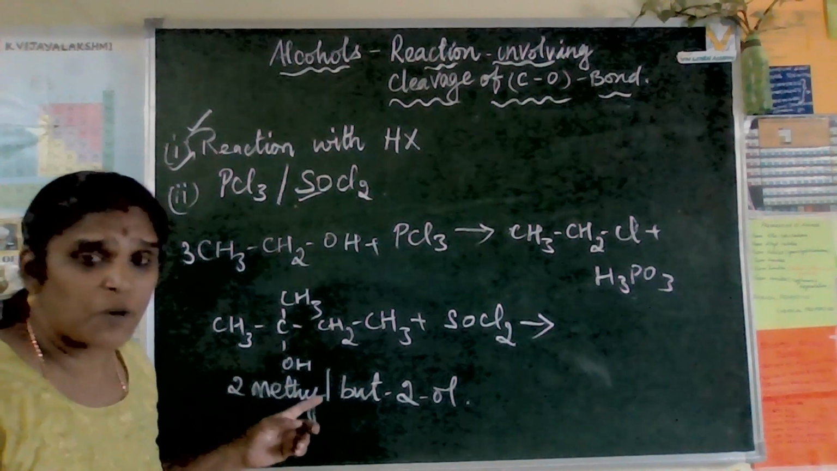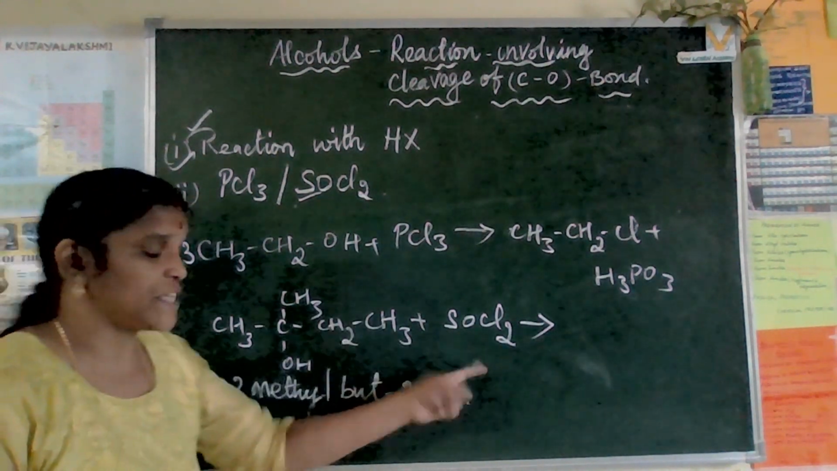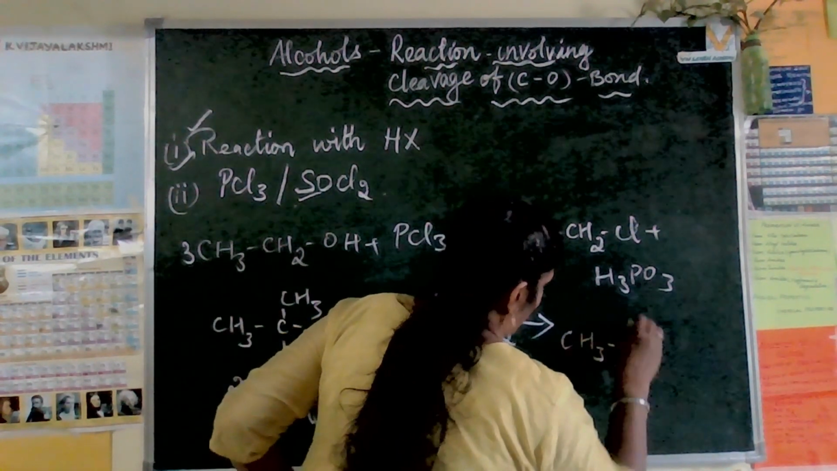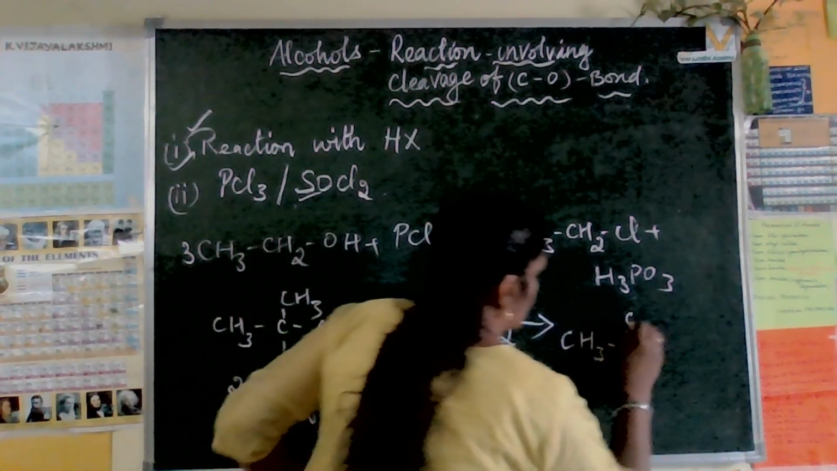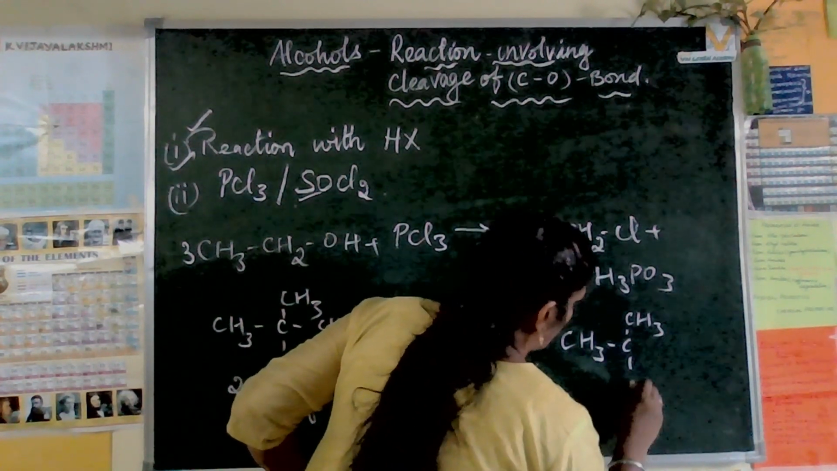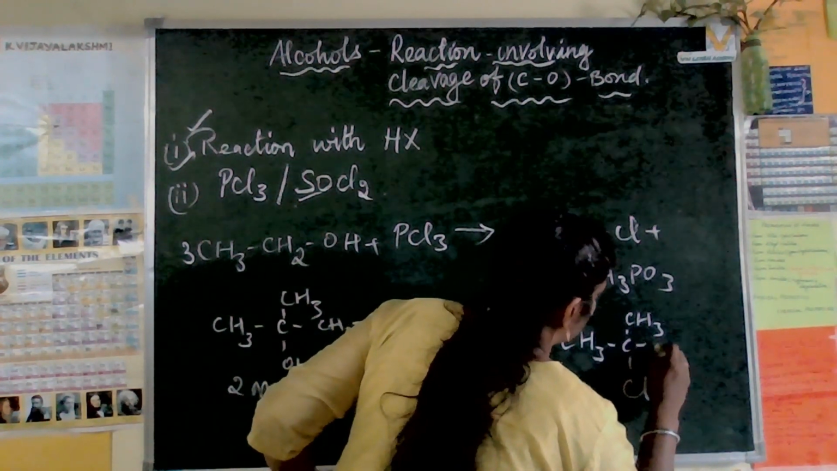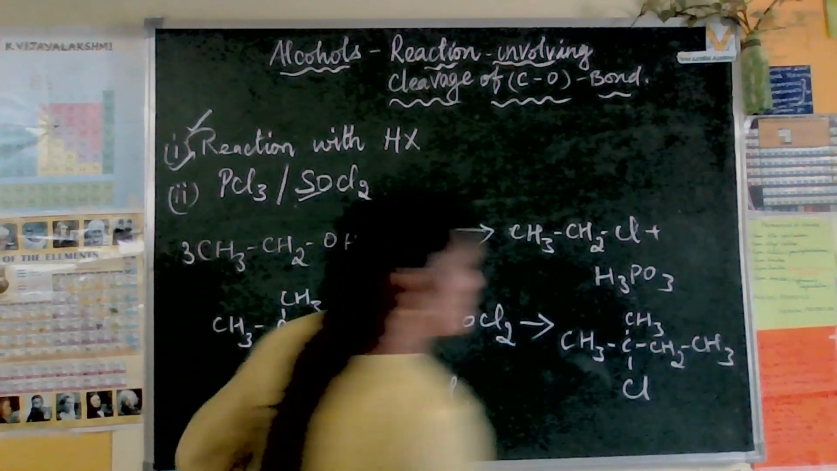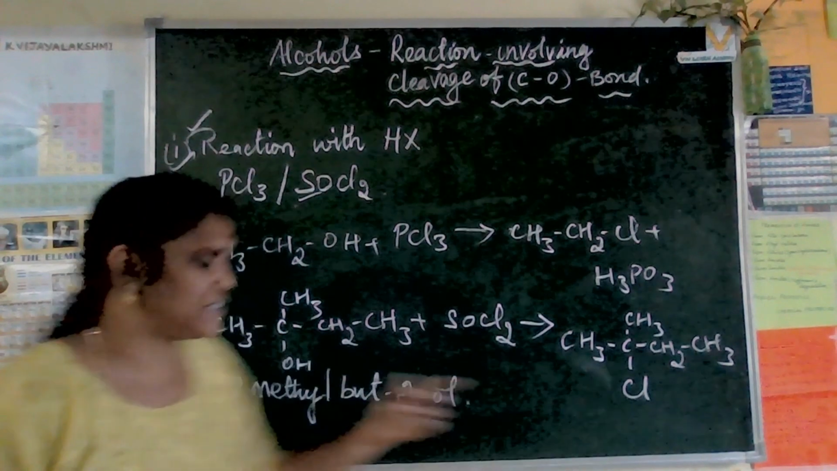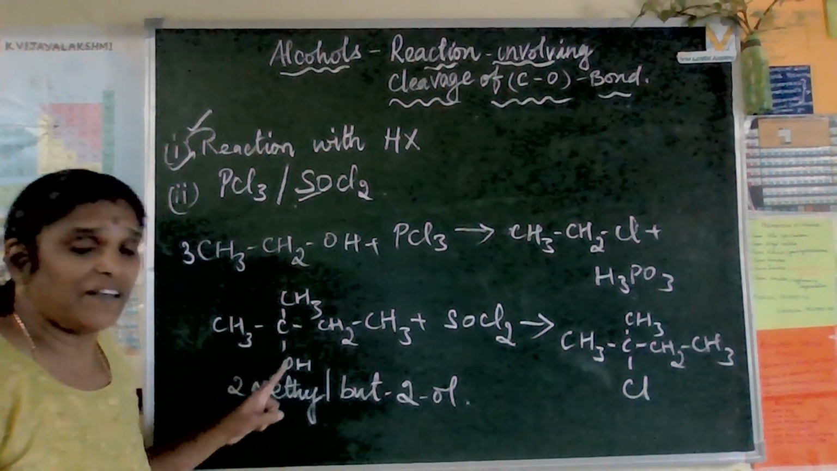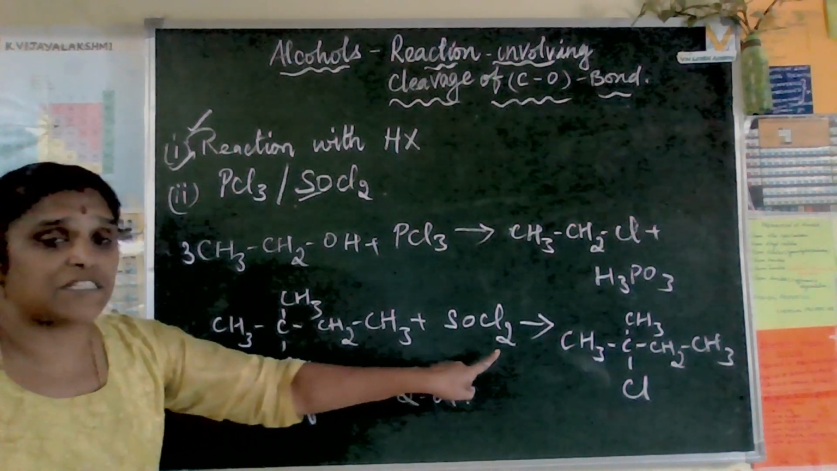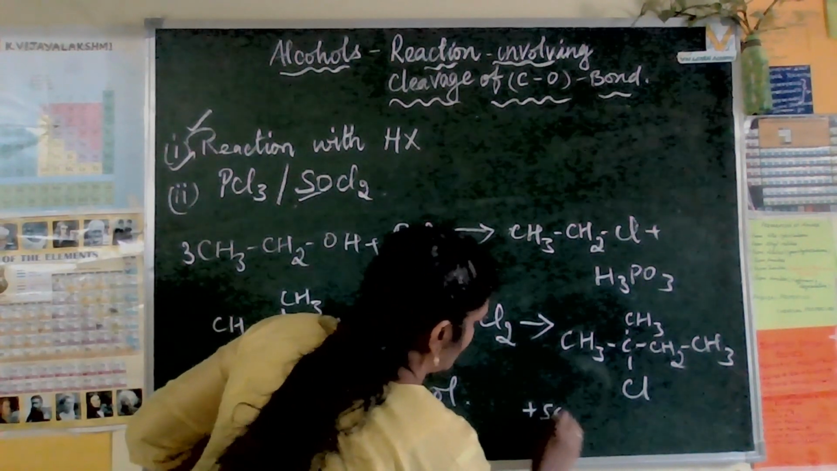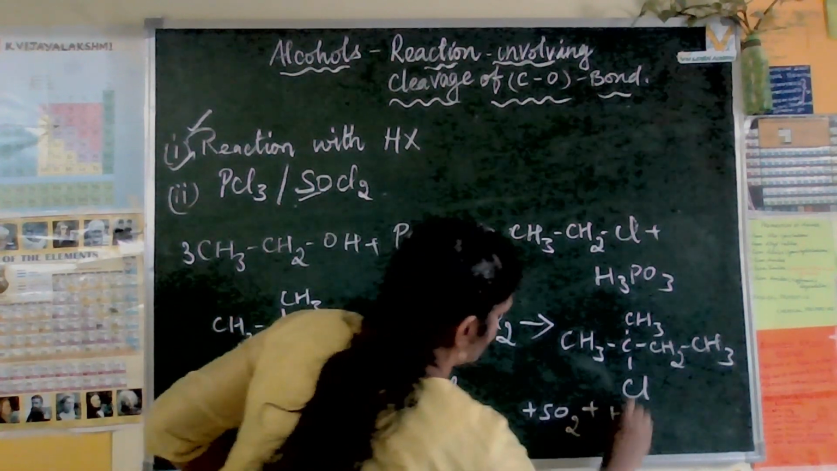What do you mean by corresponding haloalkane? The OH group is replaced by Cl. So the same CH3, C here, CH3, here Cl, here CH2, CH3. That is the corresponding haloalkane you will receive. Wherever there is an OH, it can be replaced by a Cl atom. Then SOCl2 gives SO2 plus HCl.